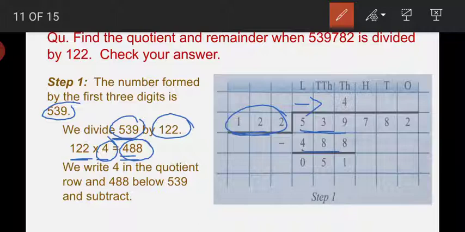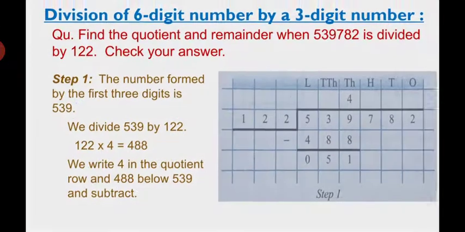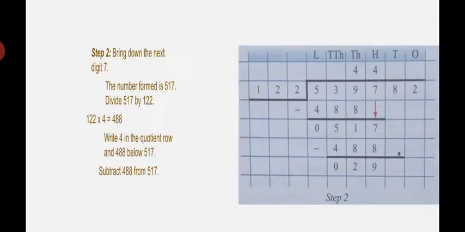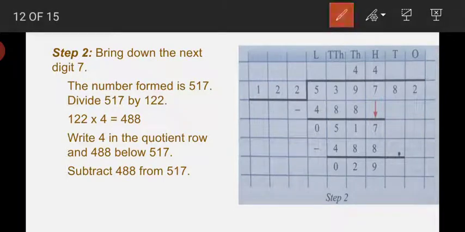Our next step is we have to subtract these two. If we subtract these two, we are getting 51 as the difference. Now move to the next step. Next step, we have to bring down the next digit. Okay, bring the next digit, that is 7. So you have to write 7 here.